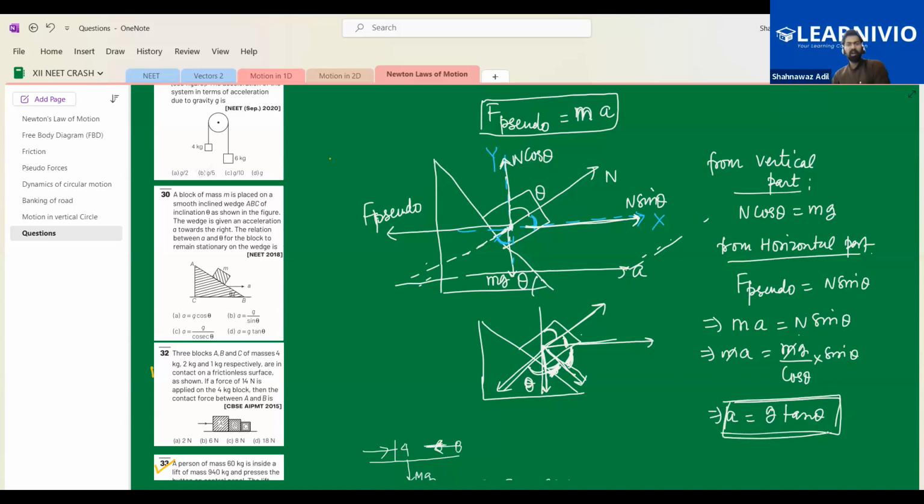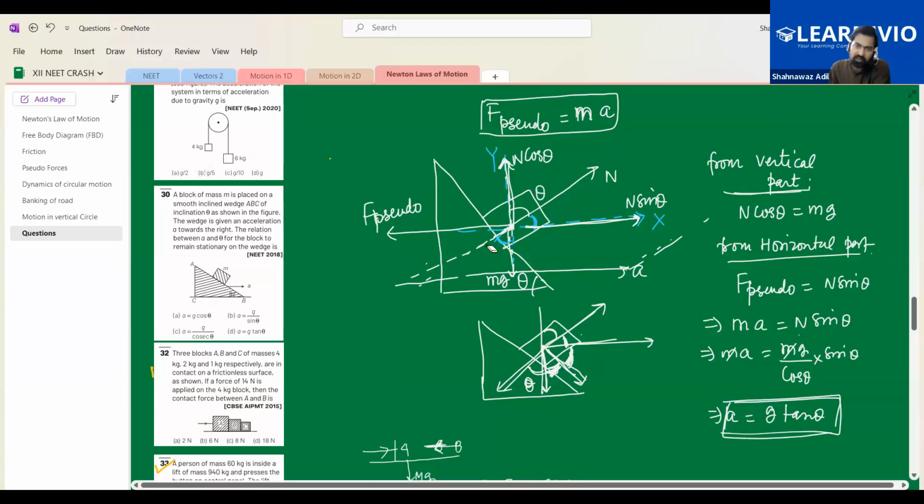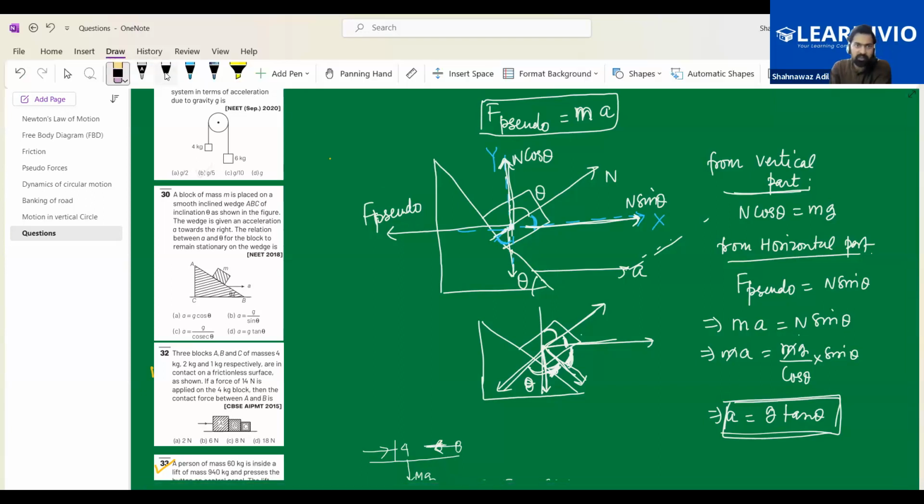So is it clear? How do we use this pseudo force? Is this part clear? Yes, sir. Okay, then please note down this part. This diagram is important. If we understand this diagram, then the question becomes easy. Just note down this part, and whenever you have noted, just take.